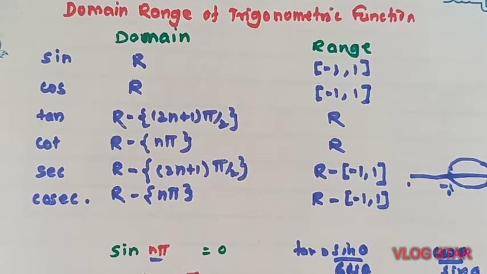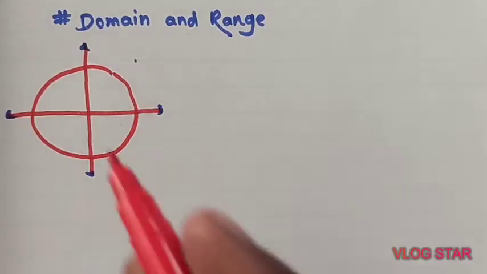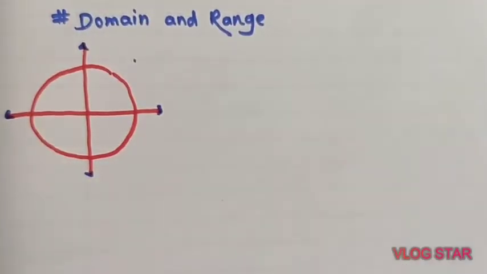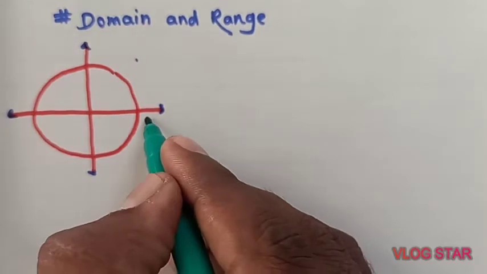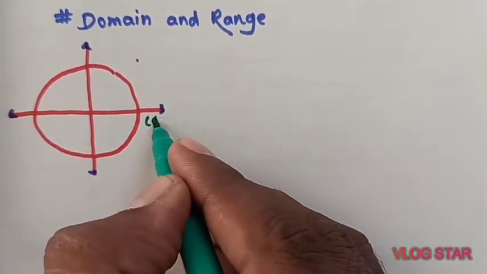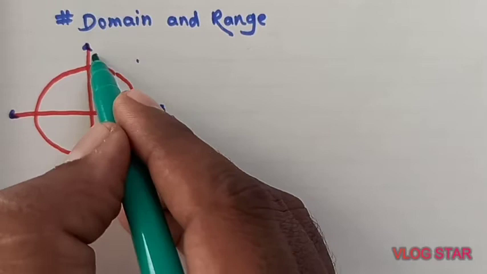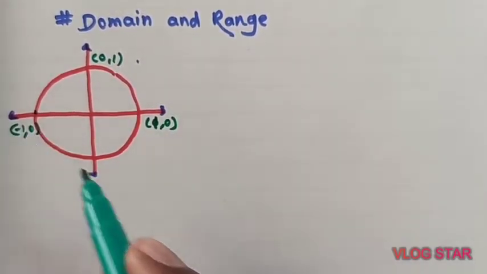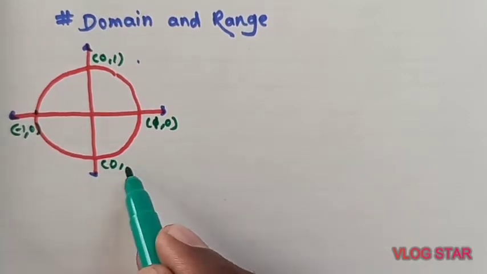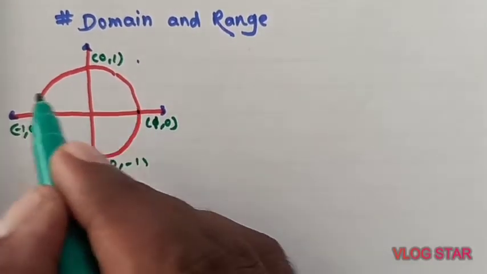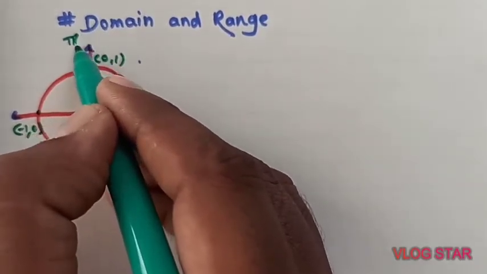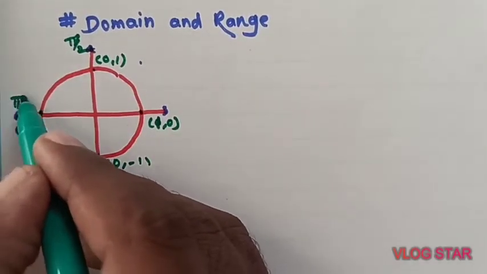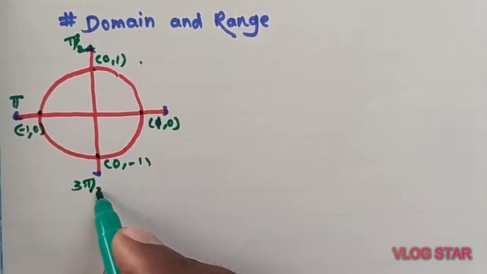Hello students, in this video we will discuss how to remember the domain and range of the given trigonometric functions in a short way. As you know, the coordinates at a quadrantal angle are (1, 0), (0, 1), (-1, 0), and (0, -1). So these are all quadrantal angles, multiples of pi by 2: pi by 2, pi, 3 times pi by 2, and 2 pi.